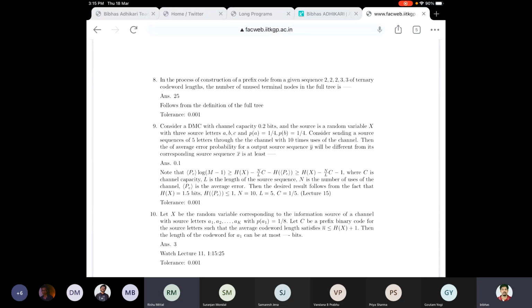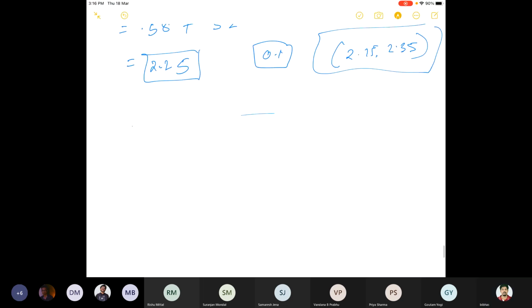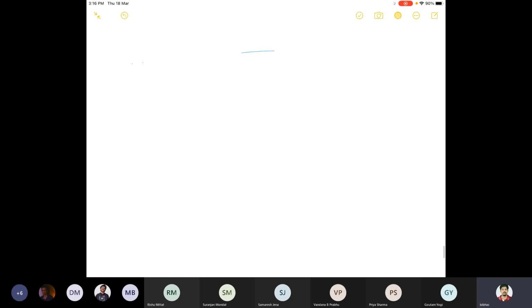So 27 minus 2. The length of which we are using for length 2. After that, the nodes cannot be extended to their leaf. So should we subtract these also? No. This is a ternary code word, so from each point there will be 3 nodes generating. If you draw the tree, it will look something like this.